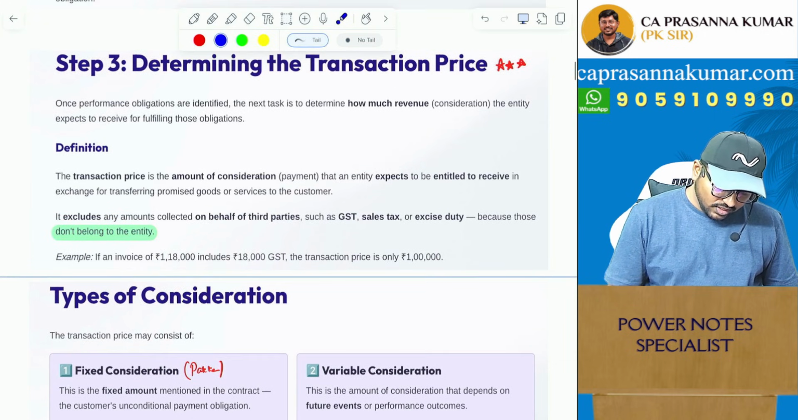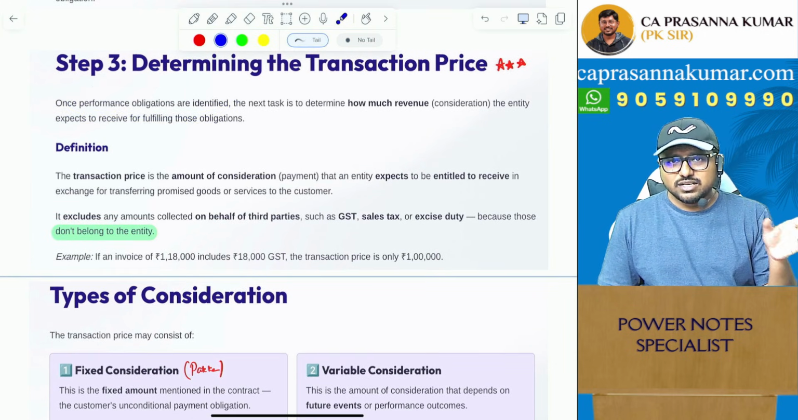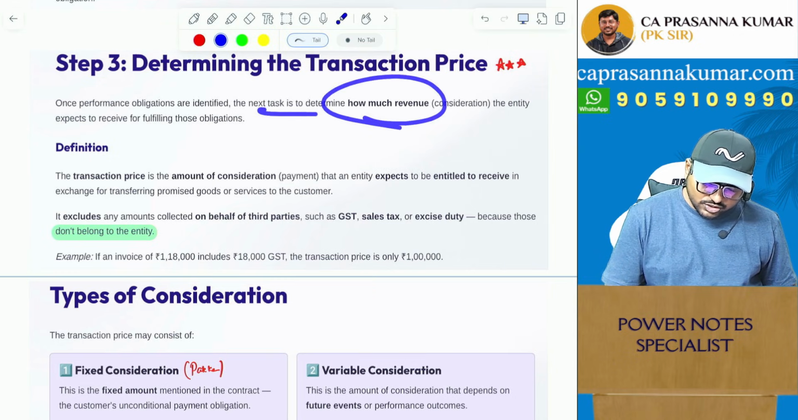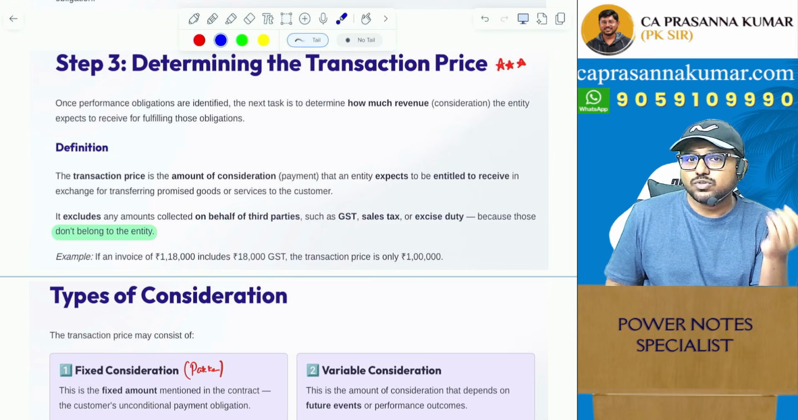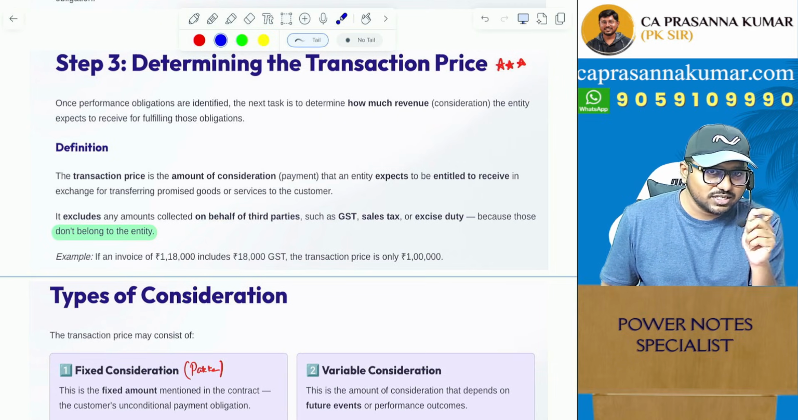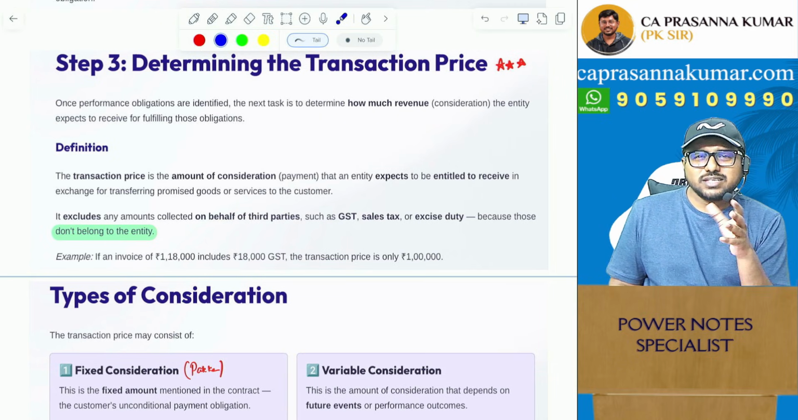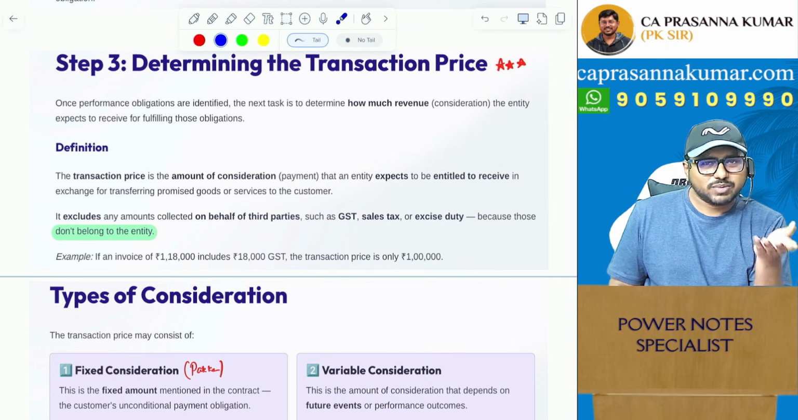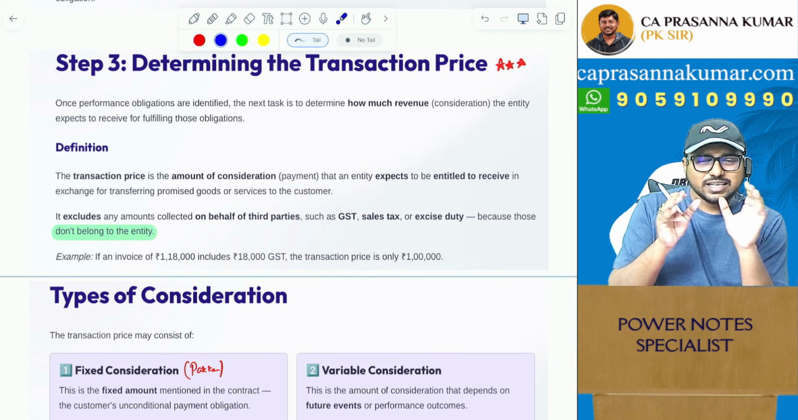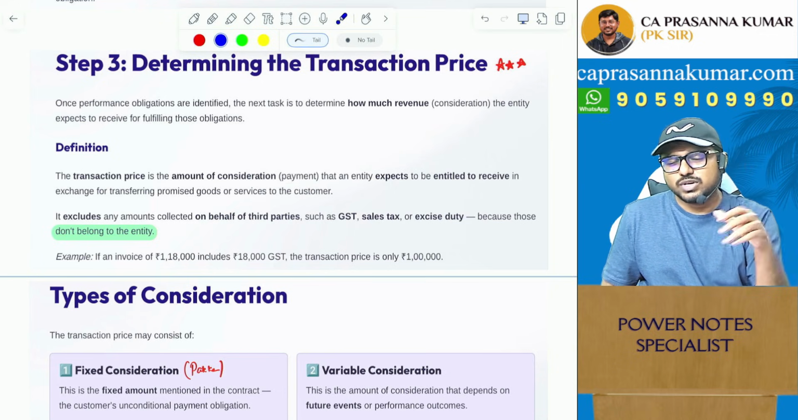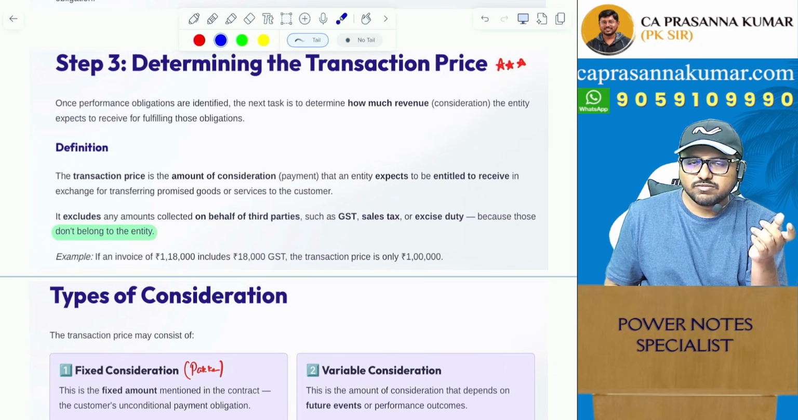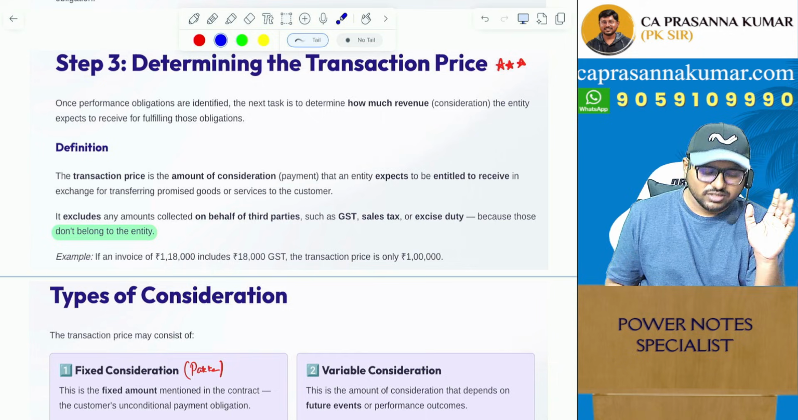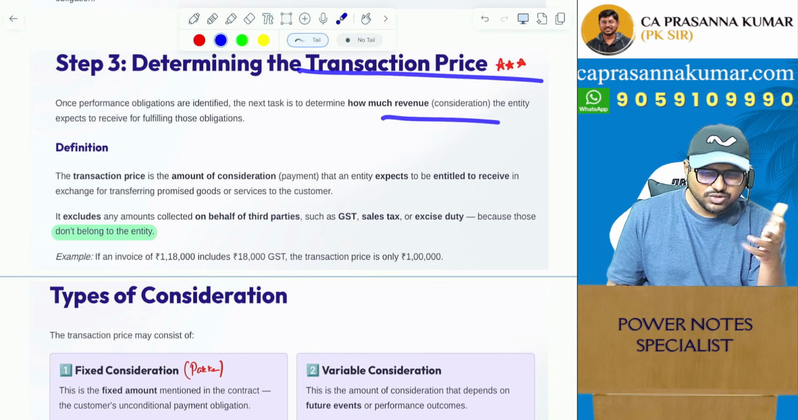Chalo. Once performance obligations are identified in step 2, which we have already done, the next task is to find out how much revenue or consideration or transaction price the entity expects to receive for fulfilling those obligations. What obligations? Performance obligations in step 2. So here you can say in general terms, revenue is nothing but transaction price is nothing but consideration. Although a little bit of technical differences are there, in general parlance we'll use them as similar things, like inventory and stock. Although inventory and stock are not exactly the same words with the same meaning, there is a subtle difference, but still we use them in common parlance. Chalta hai. In the same way, transaction price, revenue or consideration is nothing but the same.